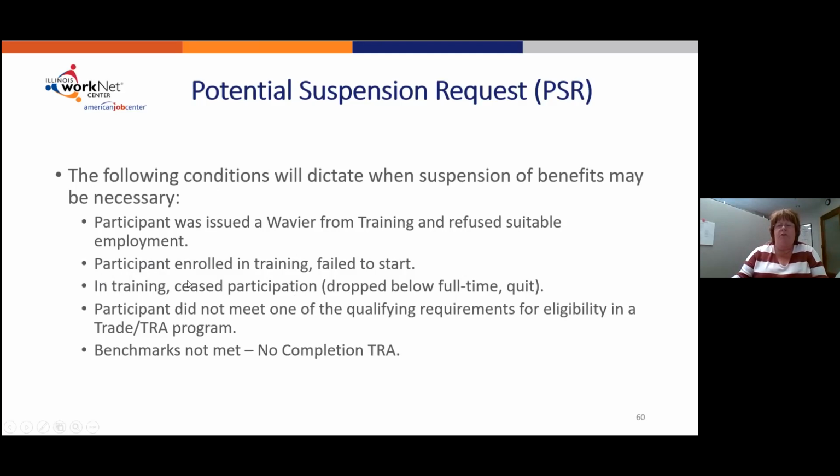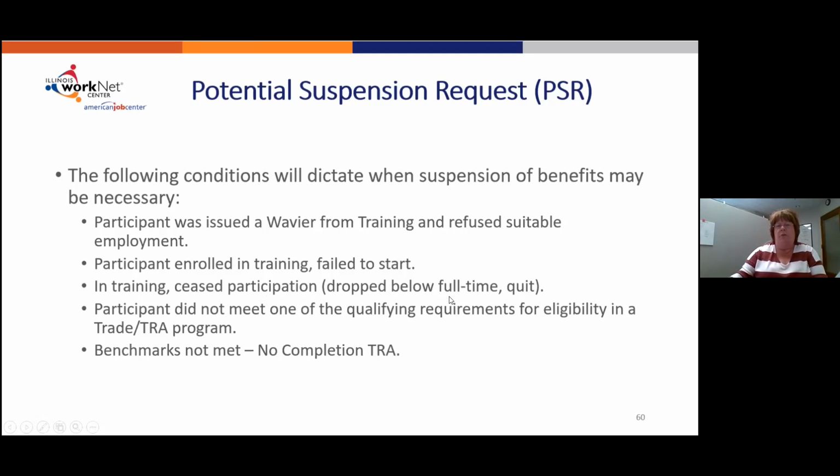If the participant enrolled in training but failed to start for whatever reason, we have seen this happen. If they're in training and they cease participation, either they drop below full time or they quit, that is a potential suspension request. There is a caveat to that.